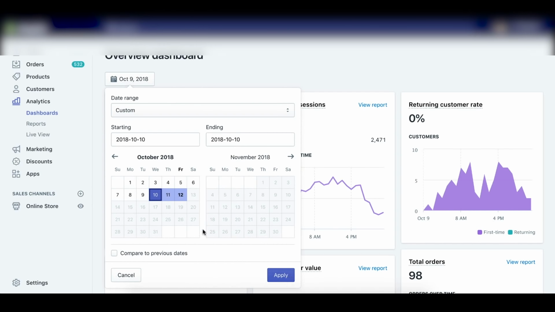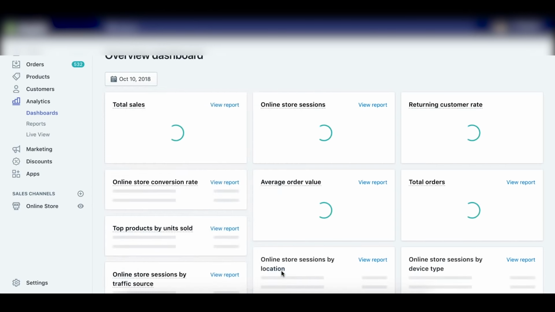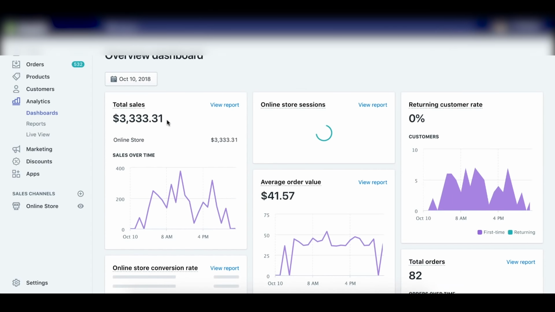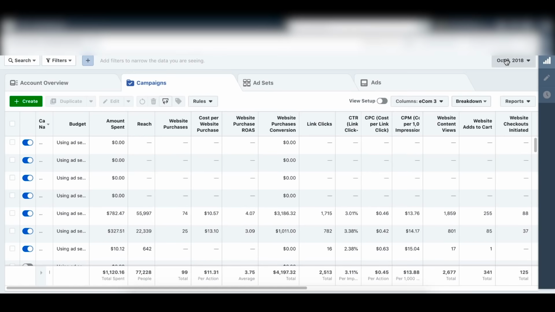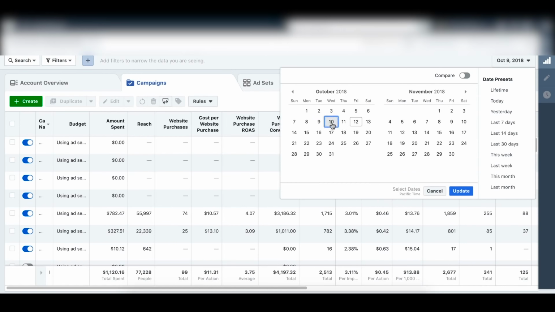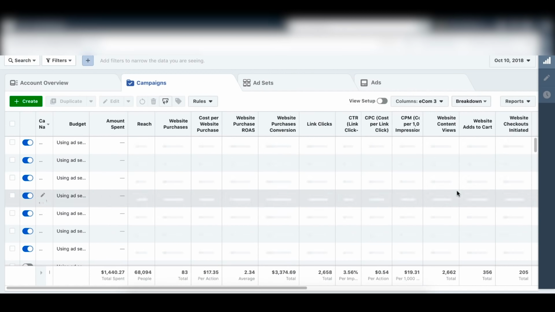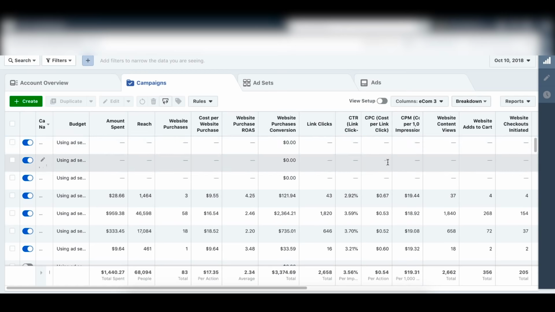So okay, that was the 10th of October. This day was pretty bad. As you can see, only $3,000. And then the ad spend was pretty high. I increased the ad spend, and that day ended up with quite low profit. So yeah, $1,400 ad spend.